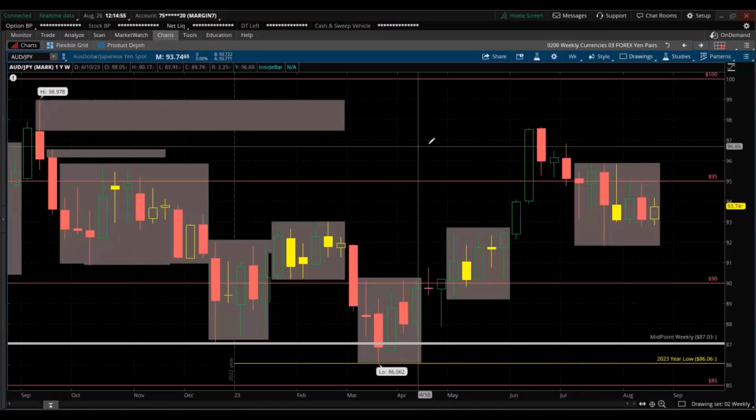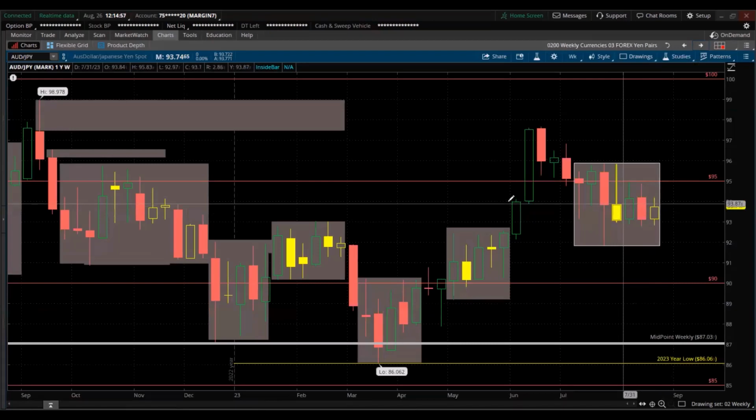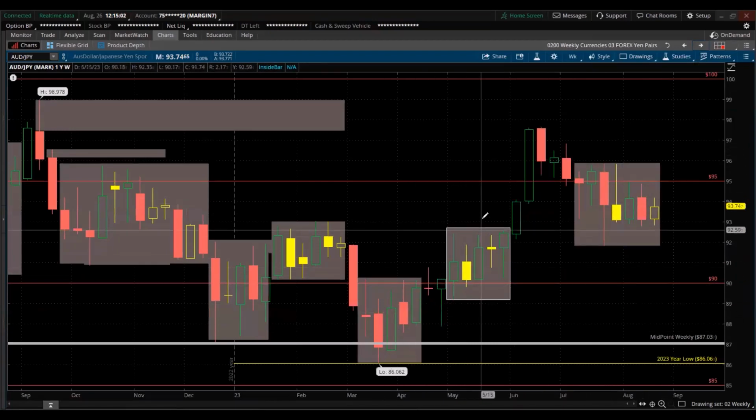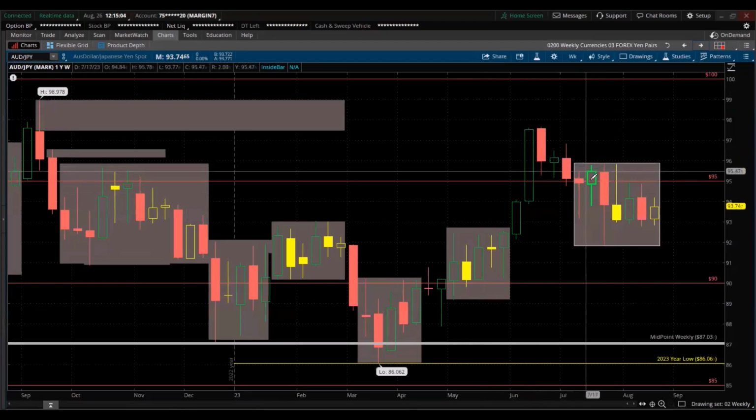And the Australian dollar, Japanese yen, inside candle, huge consolidation. Again, this was in favor of the Australian dollar, and then pulling back, giving the yen favor. And that was the yen.